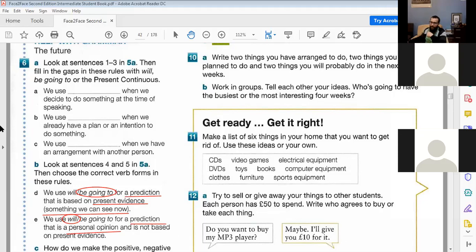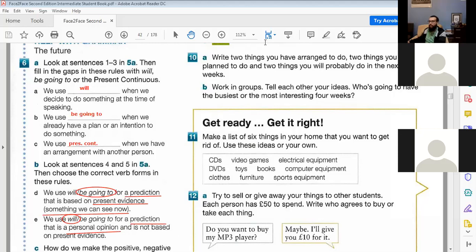So very quickly, let's review the tips. The first one: if you decide something at the moment of speaking, you need to use will. But if you decide to talk about your plans or your intentions, this is be going to. And if you have some kind of arrangement with someone else, this is present continuous for the future. And the second tip is the one we just finished. We have two types of predictions. If you have evidence, you can use be going to. If you don't have evidence and it's just your personal opinion, you should use will. So these are a few tips.